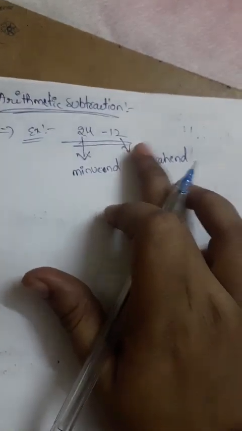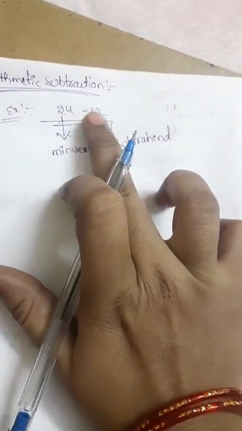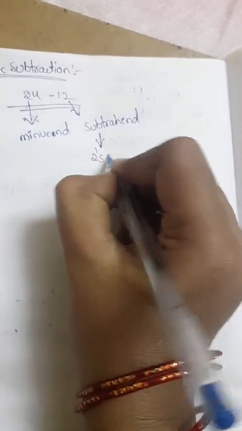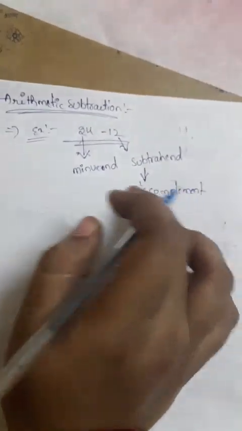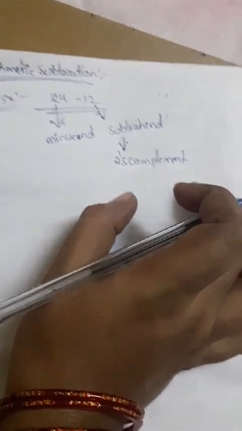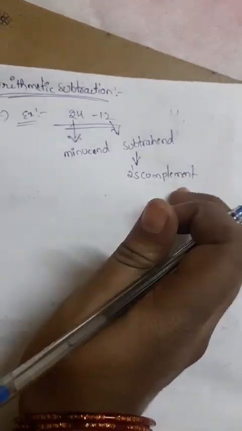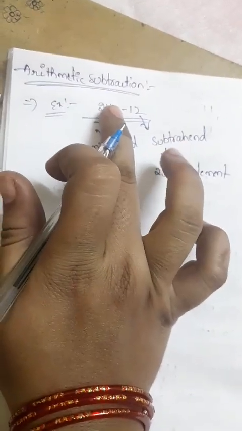In arithmetic subtraction, whatever subtrahend number we have here, including the sign bit, we need to convert that subtrahend into 2's complement form. This is the procedure. Whatever the negative number is, that means the subtrahend, will first be converted into 2's complement. After that, the result of the 2's complement of this negative number will be added to the minuend number. I can take an example here.